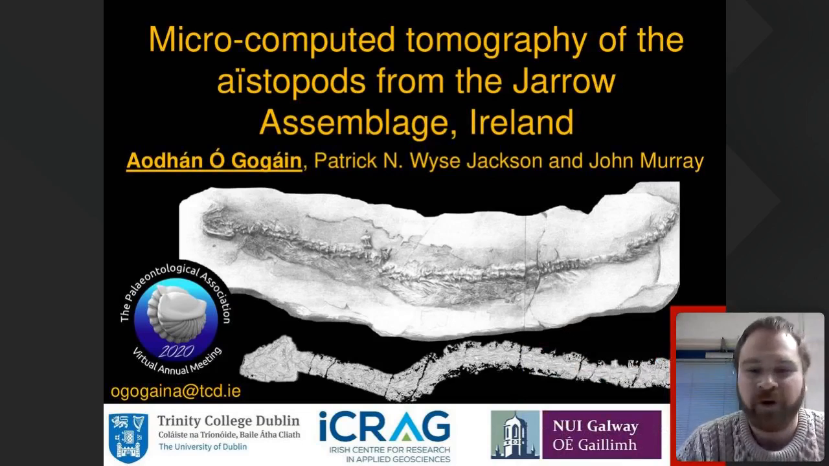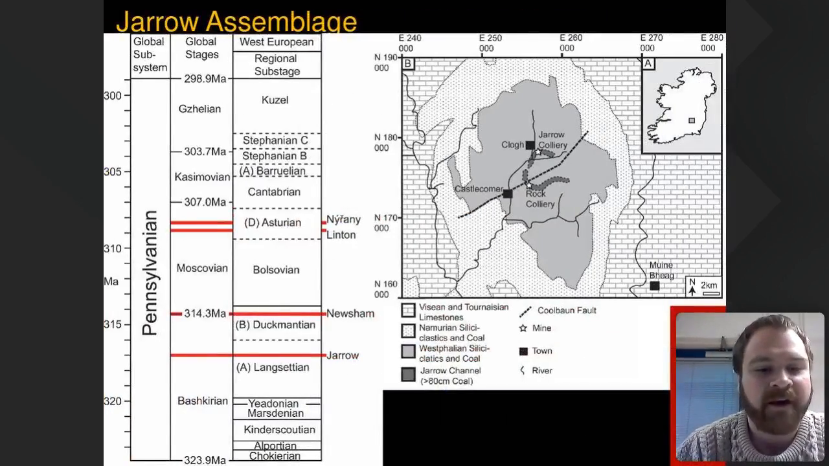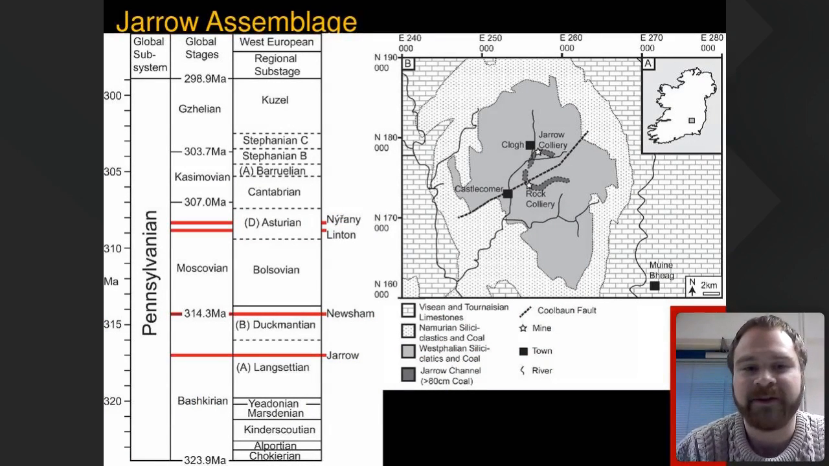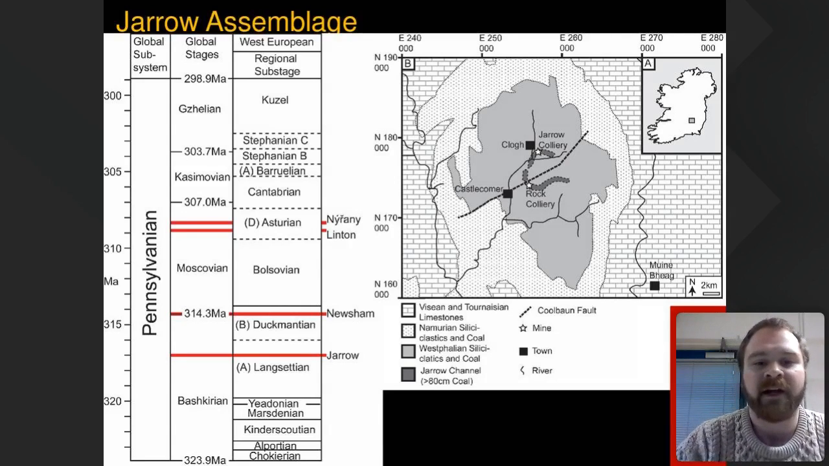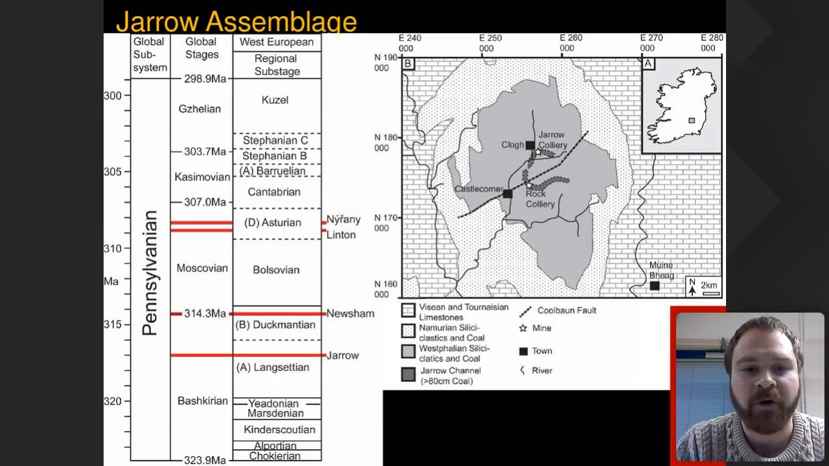Thanks very much. Good morning, everyone. So today we're going to move on to some slightly older tetrapods than the dinosaurs we were just looking at. So the Jarrow Assemblage preserves a diverse array of early tetrapods and fish and is located in the Leinster coalfield in southeastern Ireland. It's found towards the top of the Jarrow coal seam in an area where it thickens locally into a kind of channel.